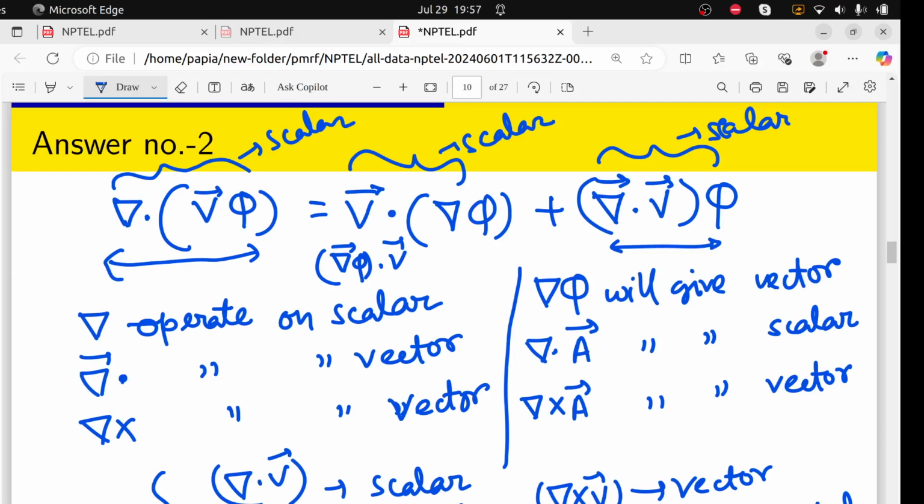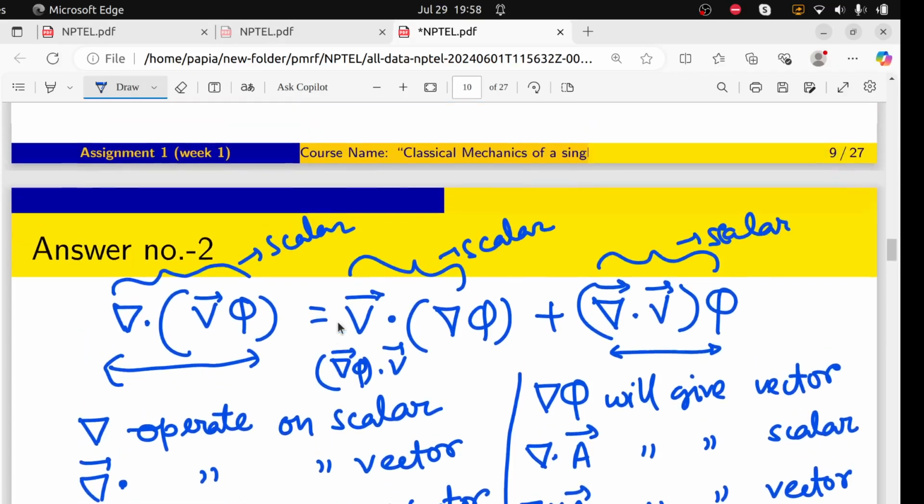Do you understand how I can write it like that? I can't write it like curl of V into phi, because it will give me a vector quantity. Or I can't write V cross grad of phi, because that will again give me a vector quantity, since A cross B is a vector. Right? Is it fine?